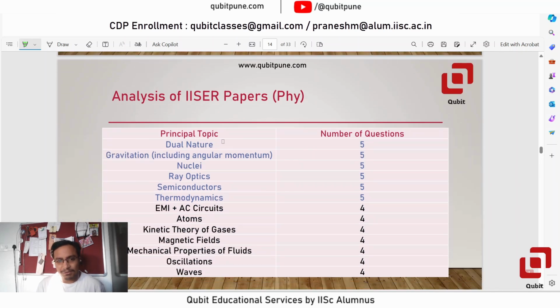Now these are, I would say, mid-weightage topics: dual nature of radiation and matter, gravitation. Now if you want to include gravitation in mechanics, you can do that, but as a separate topic it requires you to know the law of gravitation, the concepts of gravitational potential, gravitational field, variation of g with latitude, longitude, altitude, how acceleration changes if we go deeper inside the Earth's surface, all that stuff.